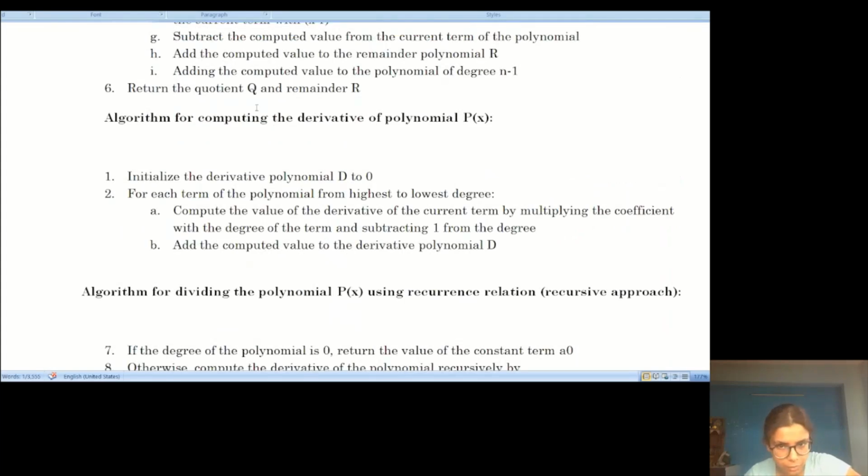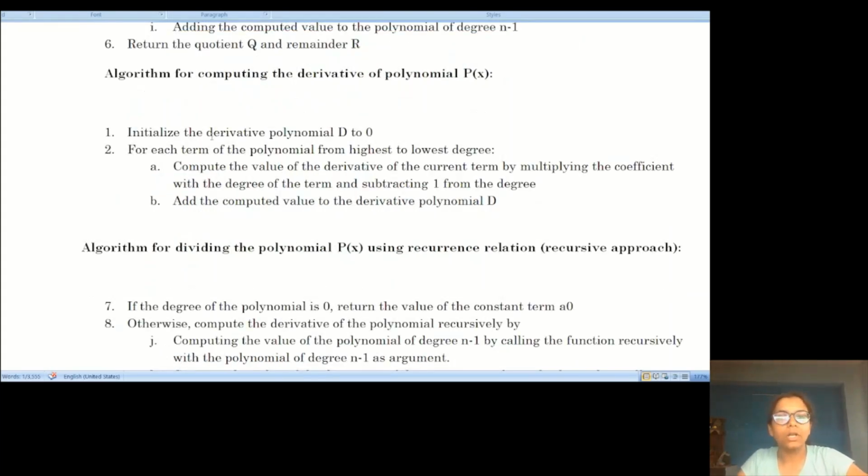For the derivative approach of the derivative of the polynomial p(x), firstly we have to initialize it. Obviously for the derivative, we have to initialize the d first, and it would be initialized. Again, for the polynomial decrement, we have to keep a for loop for that. Inside the for loop, we have to compute the value of the derivative.